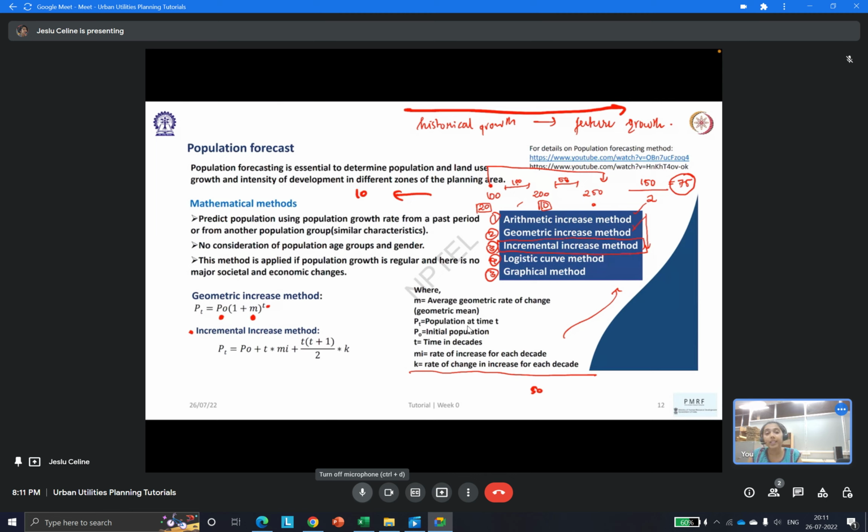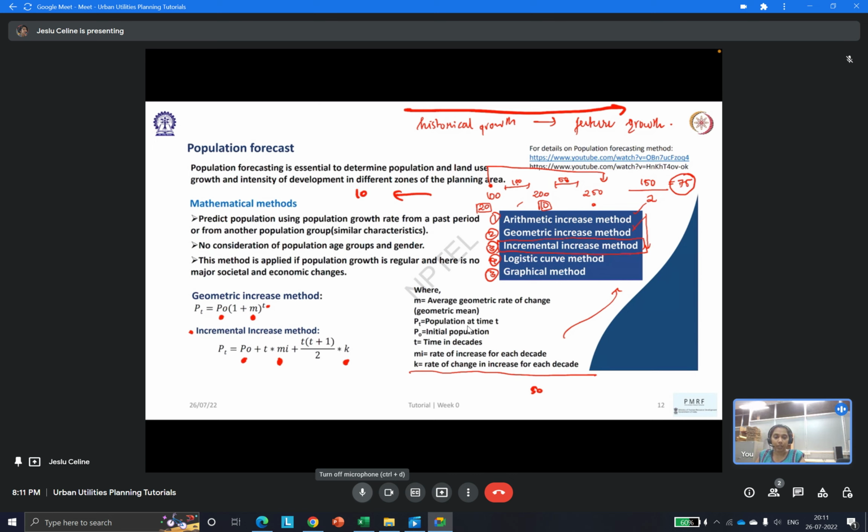Which means that next year also probably there would be a reduction in people. So if you look at a pattern for around 10 to 20 decades on how it's happening, what is the increase or reduction in the rate of change of population change, that also plays an important role. So that is what is dealt with in the incremental increase method, where you have the initial population and the rate of increase for each decade. At the same time, you have the rate of change in increase for each decade. So this is the formula.